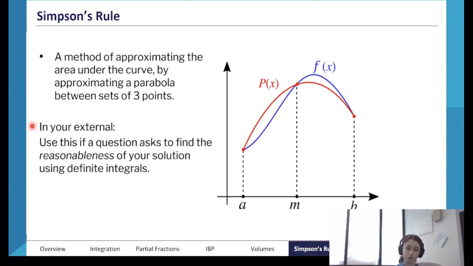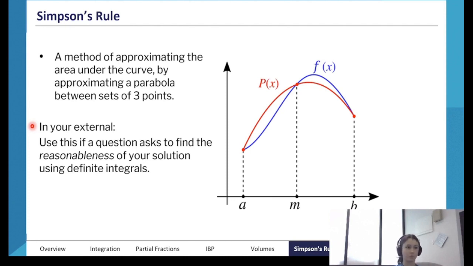And then as part two of the question, you're going to be asked to verify the reasonableness of your solution using definite integrals. You'll be asked to verify this reasonableness using Simpson's rule, to see if the approximate area under the curve you get using Simpson's rule is similar to the area that you get using definite integrals. So, this is most likely what you're going to be asked to do.